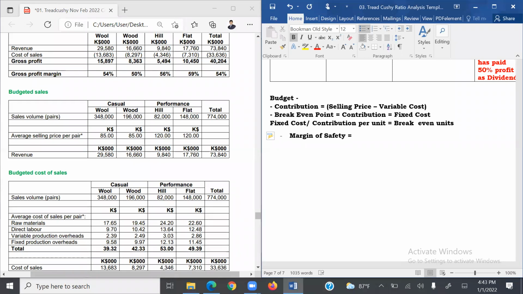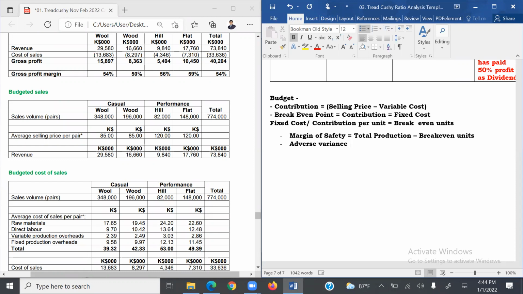Waiting for your response, students. Margin of safety. Please, can I get the answer, please? Margin of safety. Profit after break-even point, excellent. Good answer. So I'll write down here, total production minus break-even units. Excellent knowledge. Students, what is adverse variance?